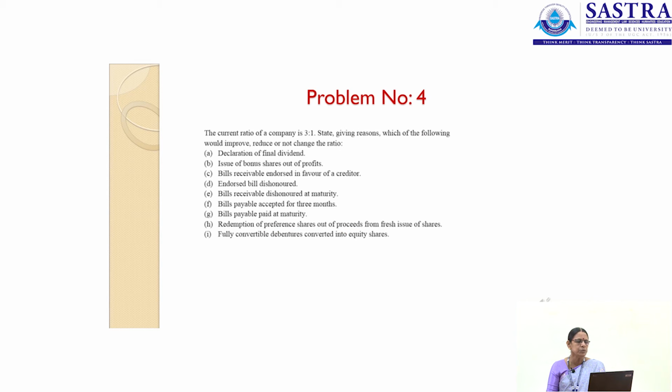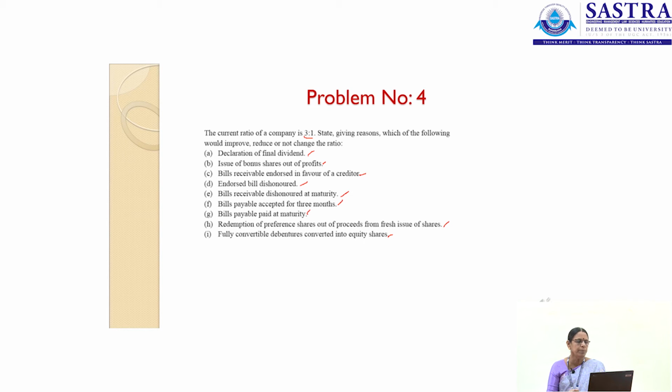Next, we shall pass on to the fourth one. When the current ratio is 3:1, state the reasons for the following transactions. Declaration of final dividend, issue of bonus shares out of profits, bills receivable endorsed in favor of a creditor, endorsed bills discounted, bills receivable dishonored at maturity, bills payable accepted for 3 months, bills payable paid at maturity, redemption of preference shares out of proceeds of a fresh issue of shares, fully convertible debentures converted into equity shares.